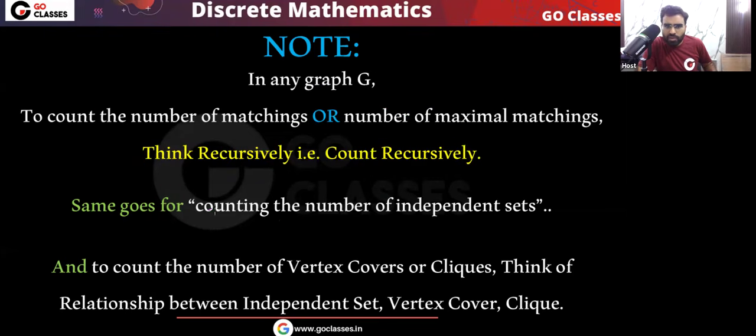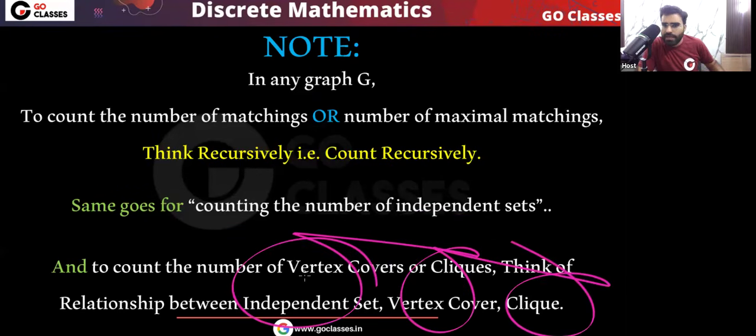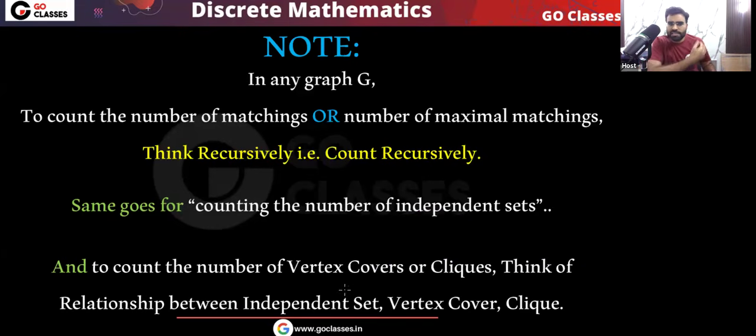Same goes for counting the number of independent sets. And if you want to count the number of vertex covers or the number of cliques in a graph, then think of the relationship between independent set, vertex cover and clique. We have already seen in our previous lectures what the relationship is between independent set, vertex cover and clique.